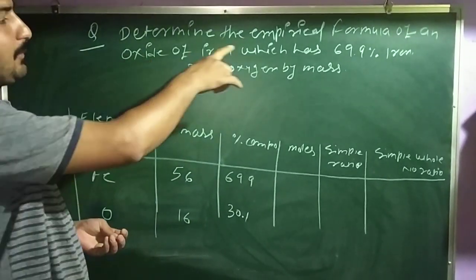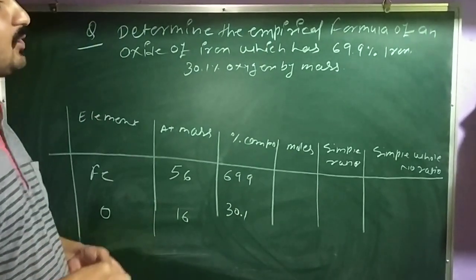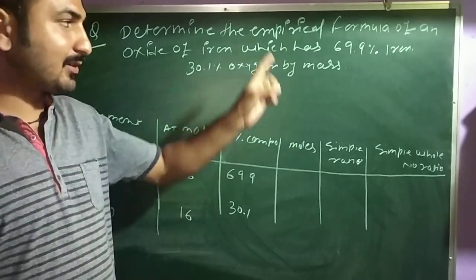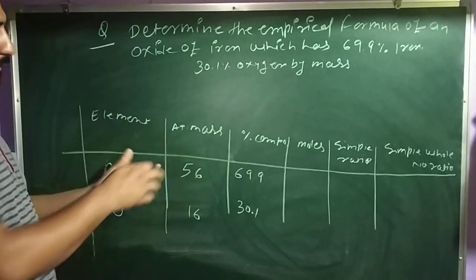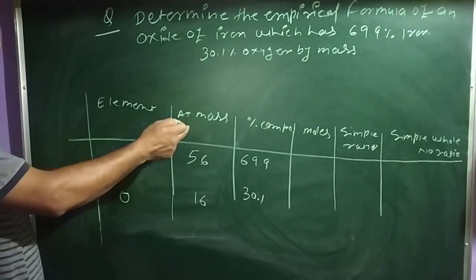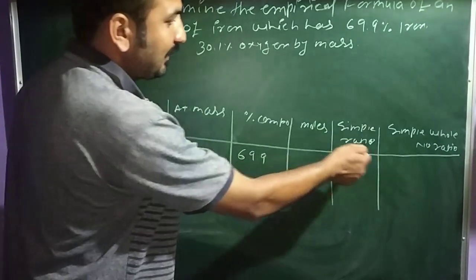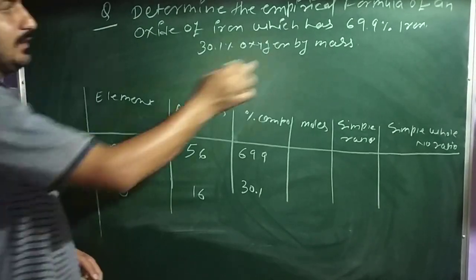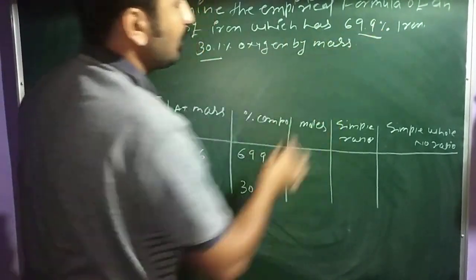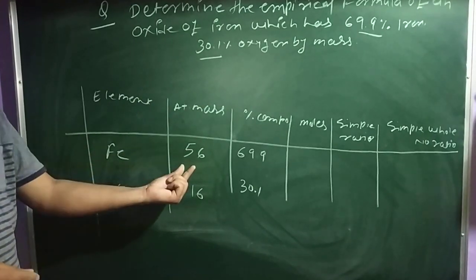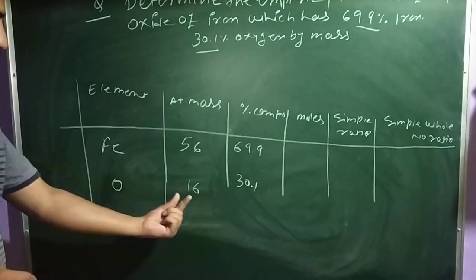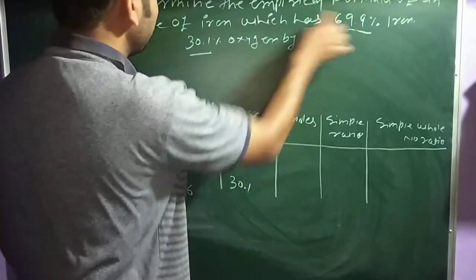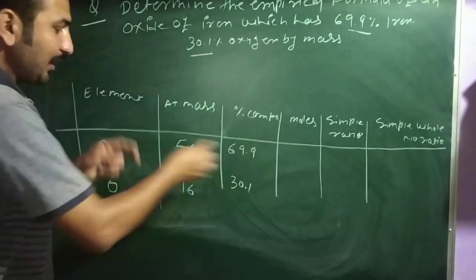Second example for you from NCERT. The question is: determine the empirical formula of an oxide of iron which has 69.9% iron and 30.1% oxygen by mass. The question is the same, so I made a table here with the element, atomic mass, percentage composition, moles, simple ratio and simple whole number ratio. The elements present are Fe and O only. The atomic mass of Fe, iron, is 56 and the atomic mass of oxygen, we all know, is 16. And the given percentages are 69.9 and 30.1. These three things you have given.